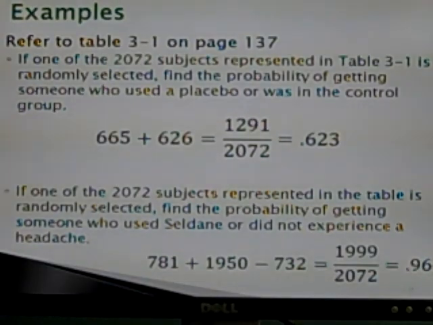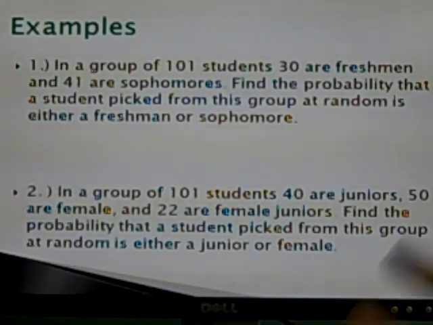And I'm going to turn that into a percent, or into a decimal which we can interpret as a percent, to be 0.964 that did not experience a headache or used Celandine. So we can say most of these people in this survey didn't experience a headache or they used Celandine. Now that we've done a couple examples together, I want you to use these next two examples to try on your own to find the probability that each of them asks you to find. So go ahead and attempt those, and if you have questions, I'll answer them next time you're in class.